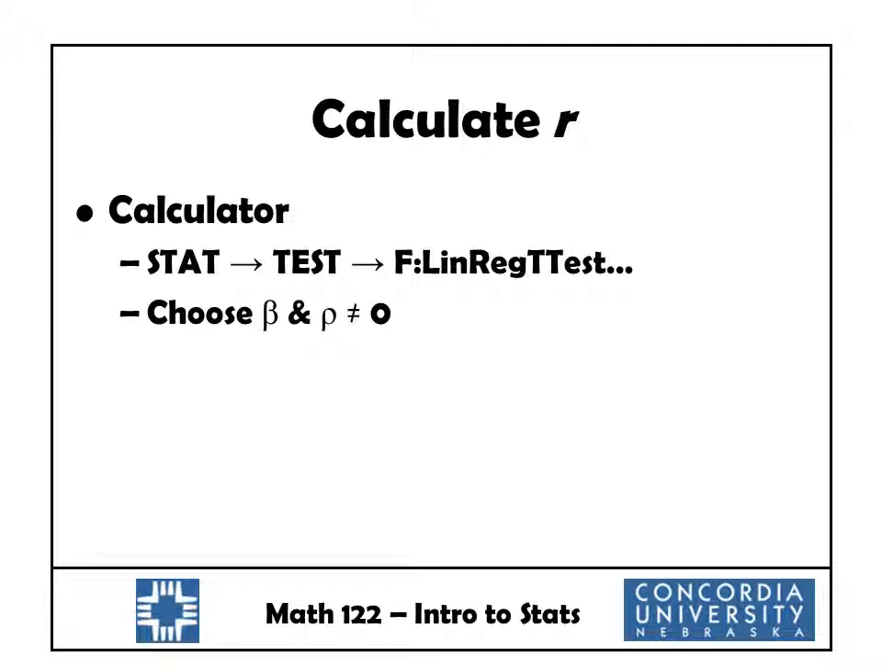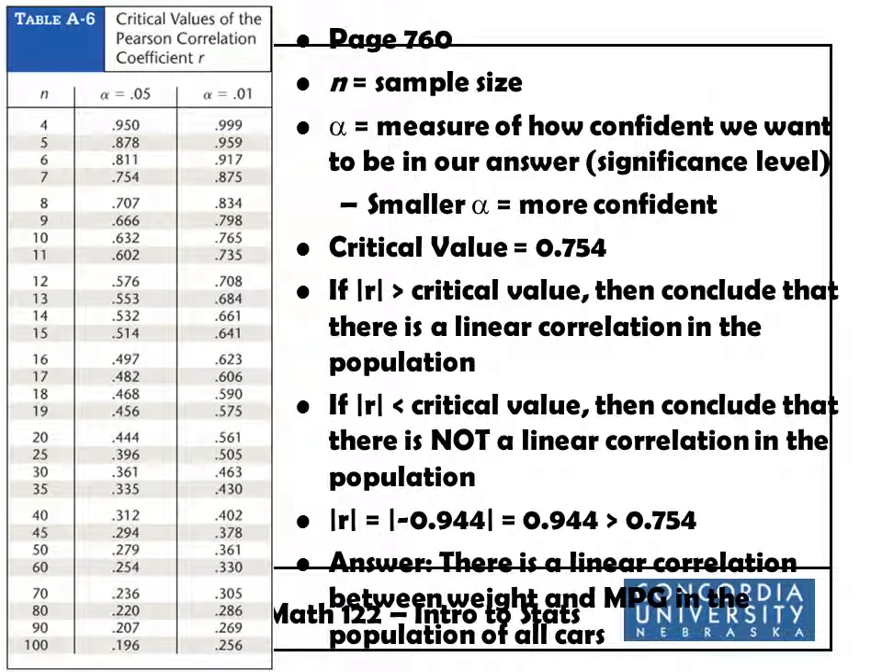So if we see that in our sample we have a linear relationship, meaning R is close to -1 or +1, we then want to determine if in our population we have a linear relationship between those 2 variables. We can do that using table A6. Little n is our sample size. Alpha is called the significance level. It's a measure of how confident we want to be in our answer. Typically we use 0.05 for the value of alpha. So if we go to that column and down to n equals 7, in this case dealing with the cars because we had 7 cars, our critical value is 0.754.